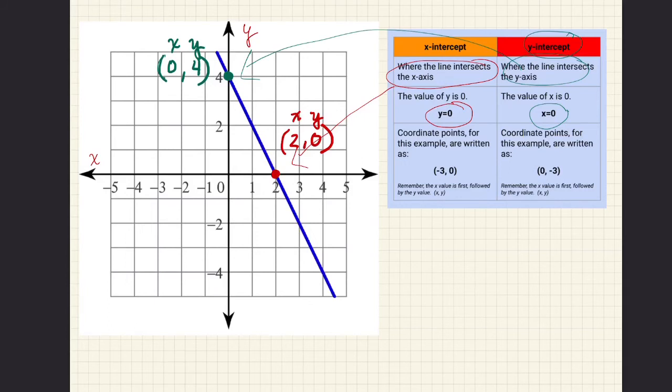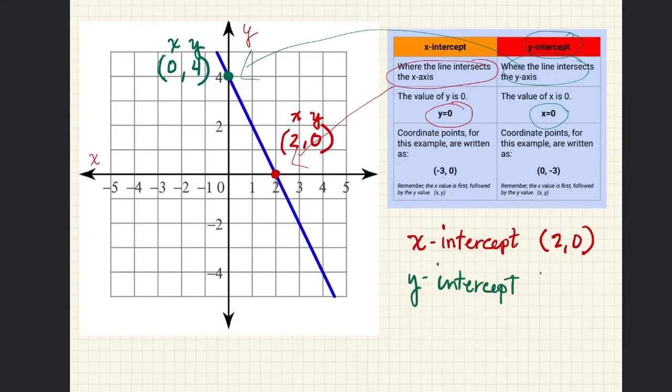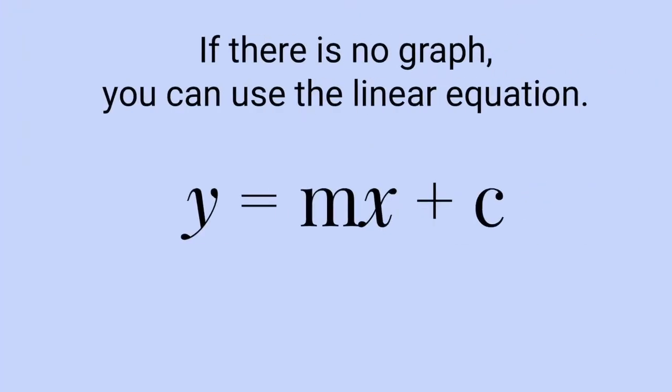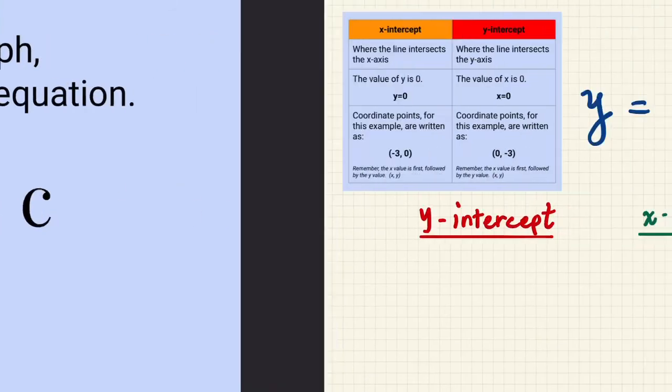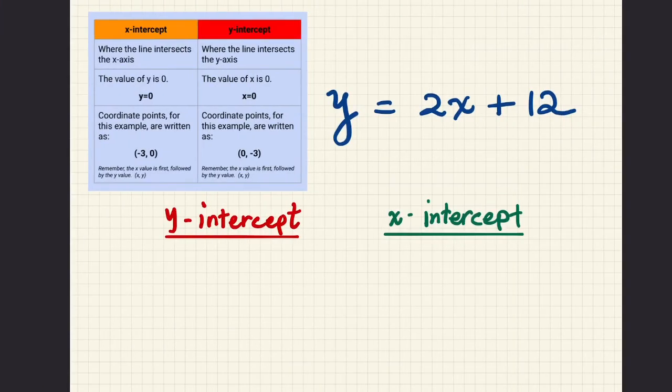So how do we write the x-intercept for this problem? The x-intercept is 2, 0, and the y-intercept is 0, 4. If there's no graph, you can use the linear equation. So remember this.